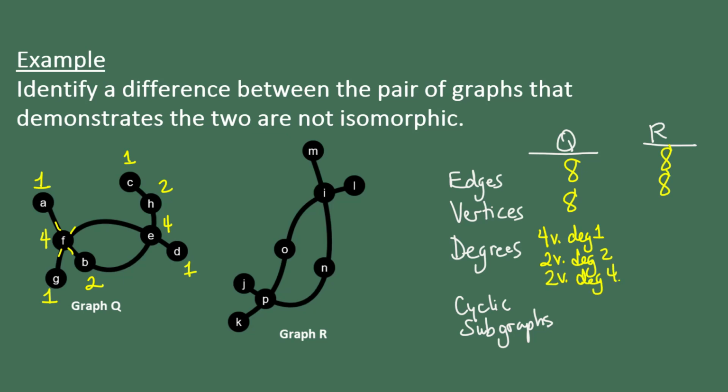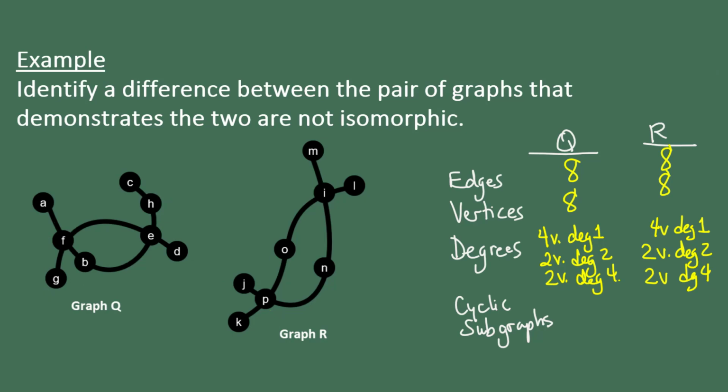Let's check R. Starting up here at vertex M, we have a vertex of degree 1, and then 4, and then 1. Vertex O has degree 2, N has degree 2, P has degree 4, J has degree 1, and K has degree 1. So once again, graph R has 4 vertices with degree 1, it has 2 vertices with degree 2, and it has 2 vertices with degree 4. So far, it seems like the graphs are identical.